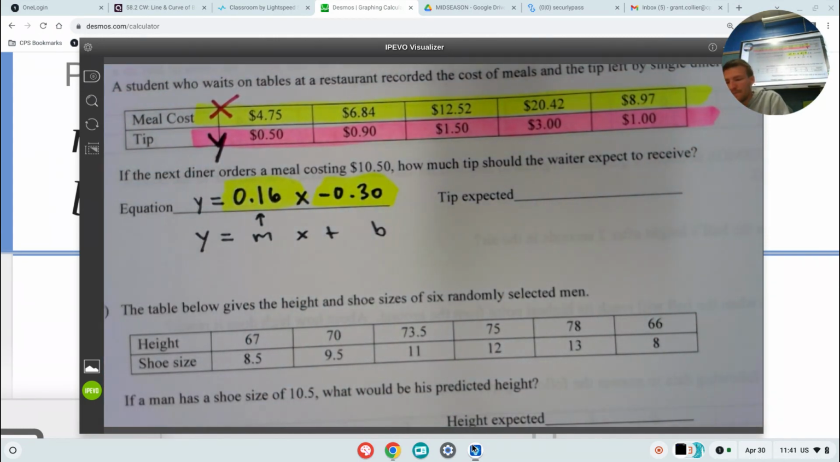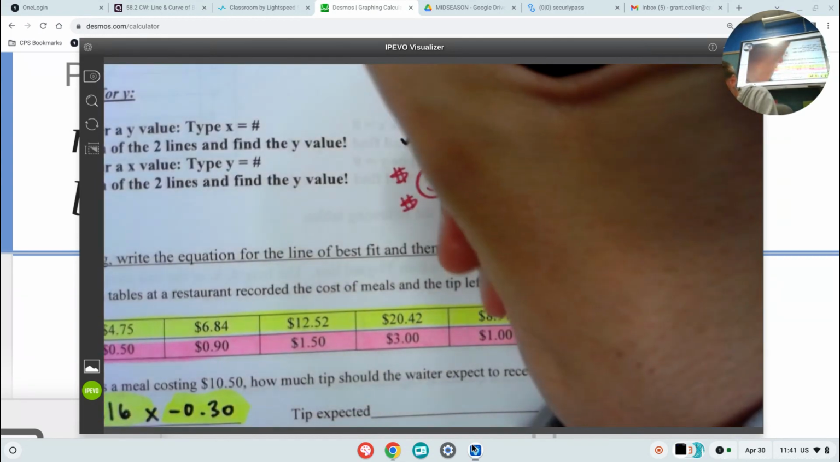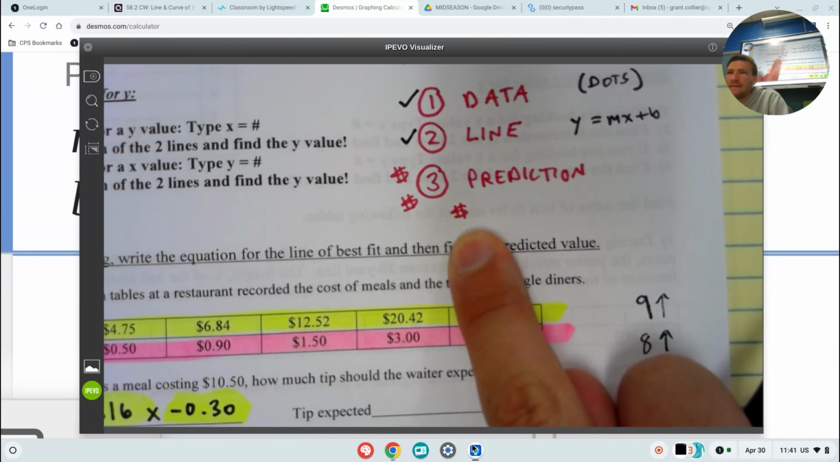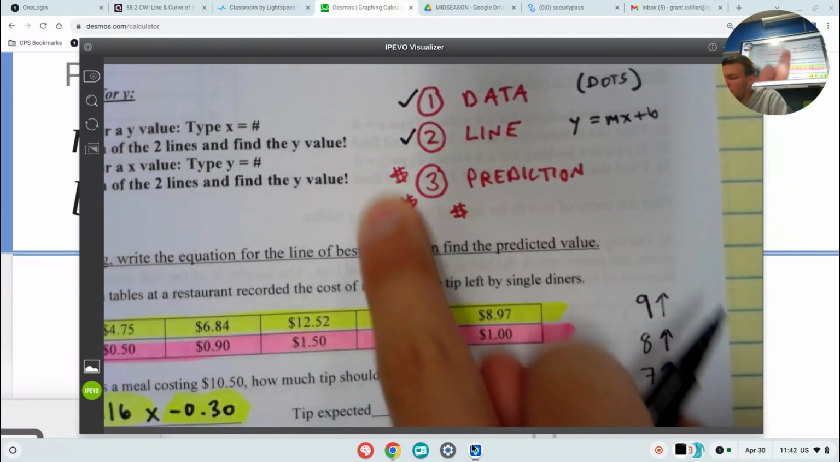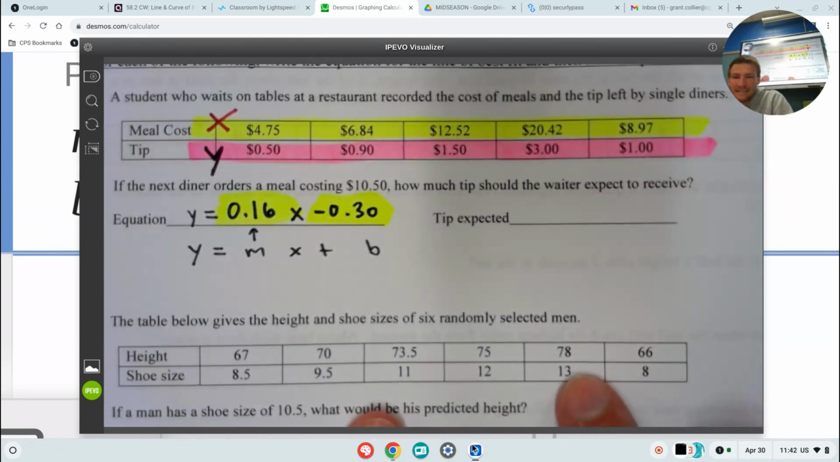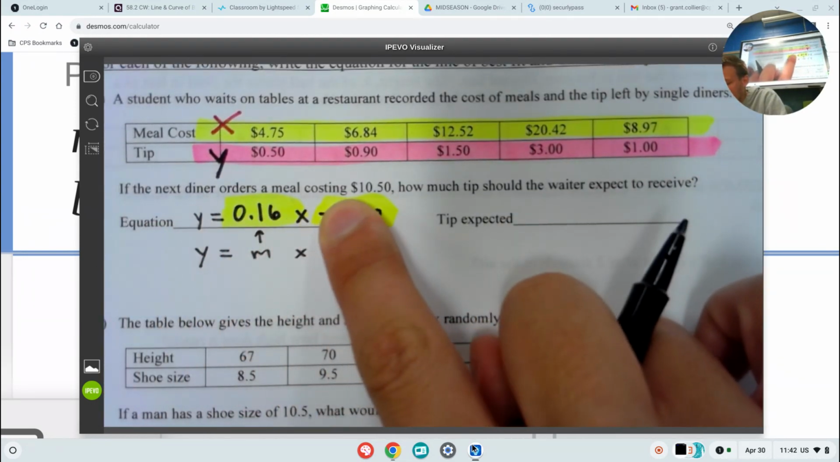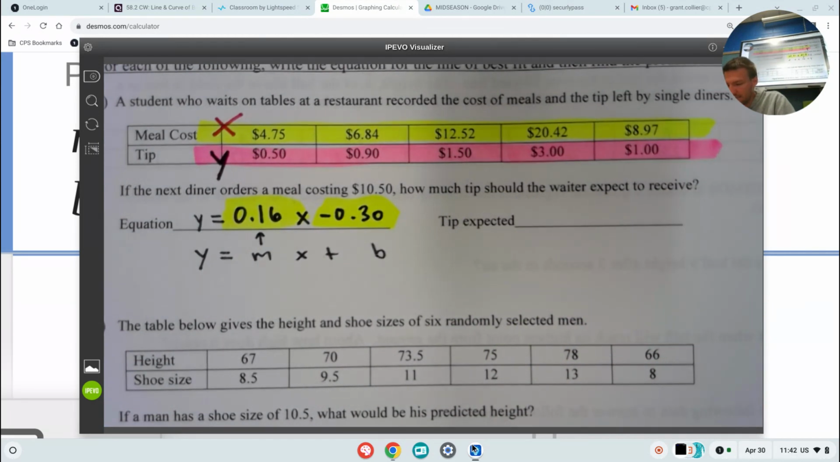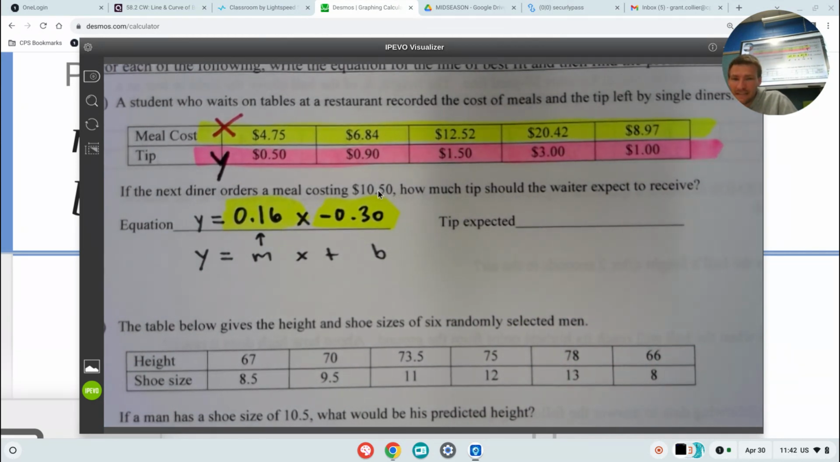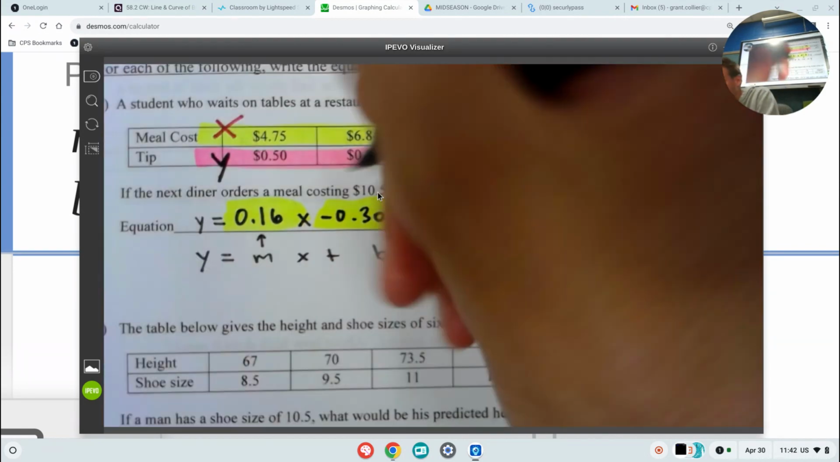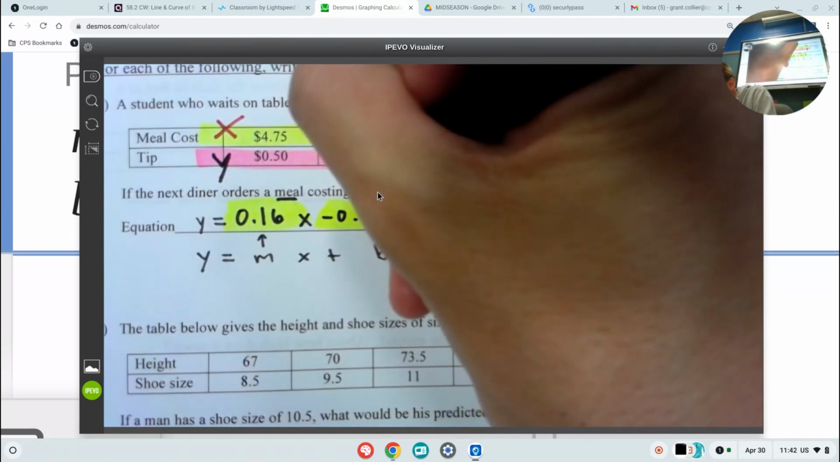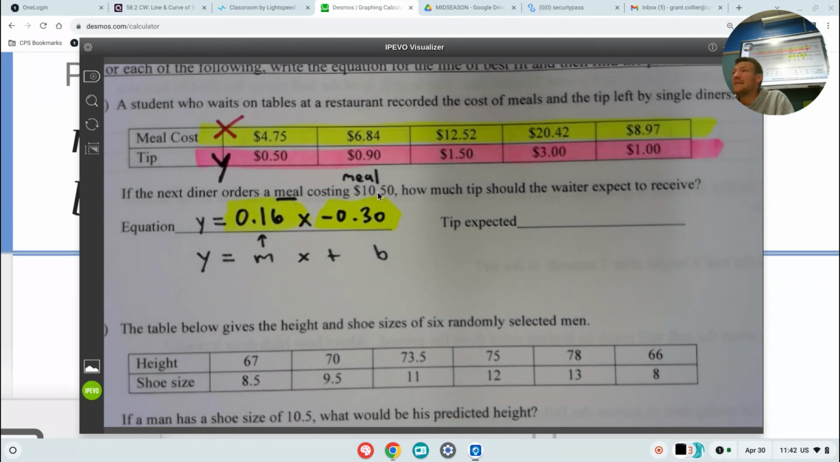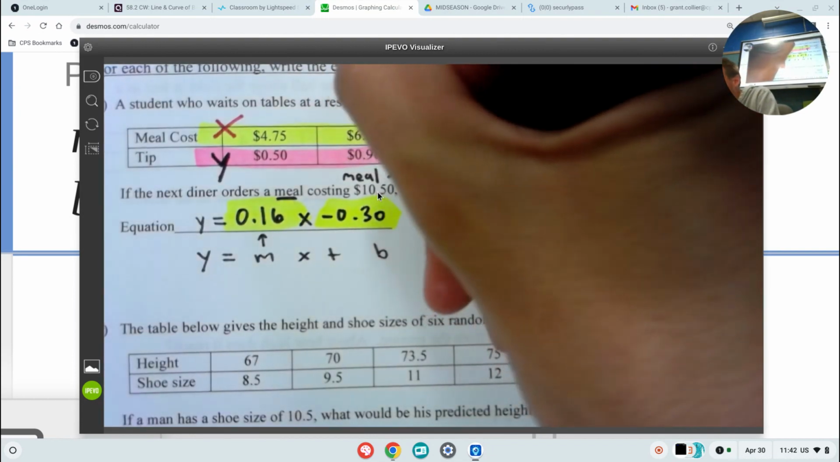Now, so far, we have done the data, we have gotten the line, but we haven't made any money yet. We have not made a prediction. This is where Google's paying you the money. It says, if the next diner orders a meal that costs $10.50, how much tip should the waiter expect to receive? So, $10.50, is that the cost of the meal or is that the cost of the tip? Meal. This is the meal cost. It says it right here. $10.50 is the meal cost. Is the meal the X variable or the Y variable? The meal is the X variable.